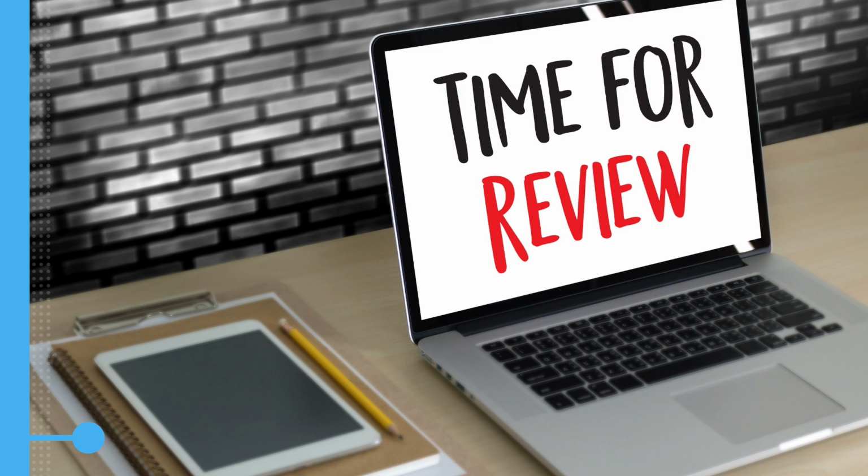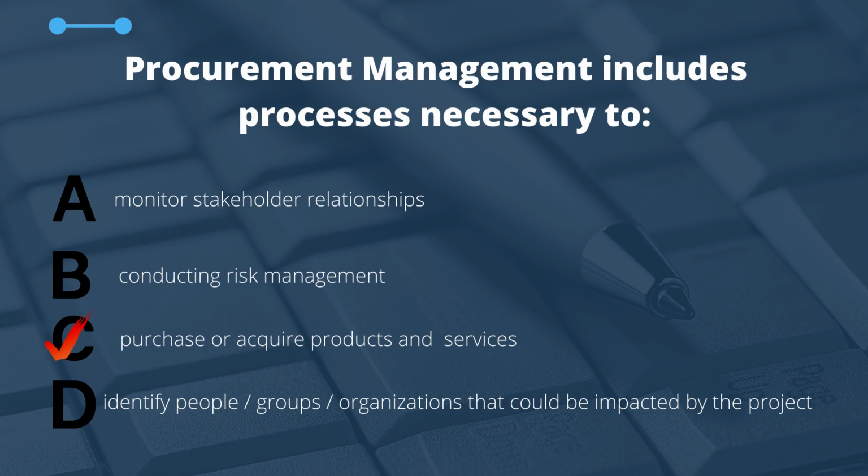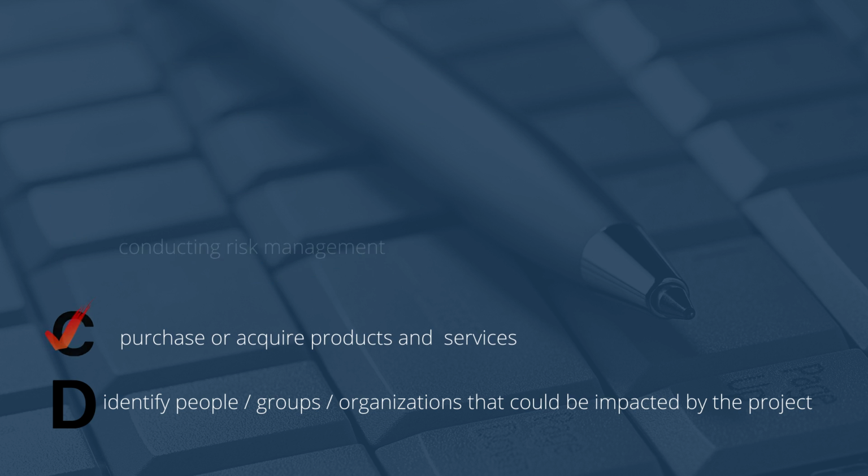In order to see if you fully understood the key concepts of procurement management, we will be providing questions to test your knowledge. The first question is, project procurement management includes processes necessary to A. Monitor project stakeholder relationships, B. Conducting risk management, C. Purchase or acquire products and services, or D. Identify the people or groups or organizations that could be impacted by the project. The correct answer is C. Purchase or acquire products and services.